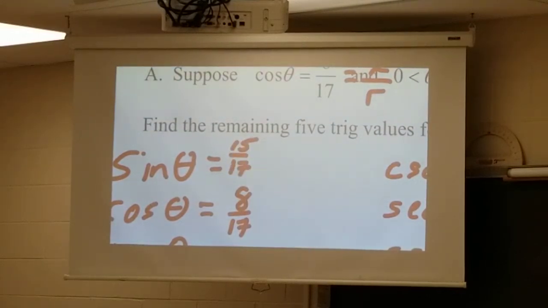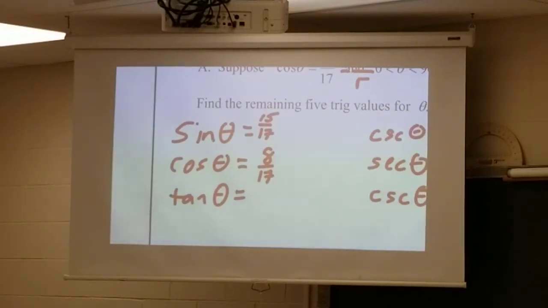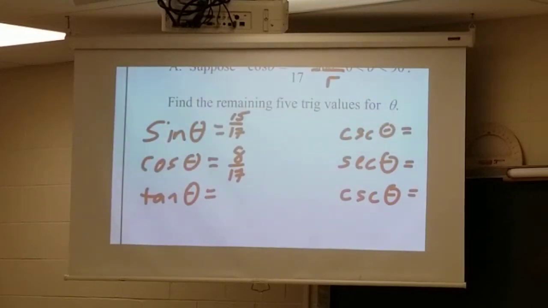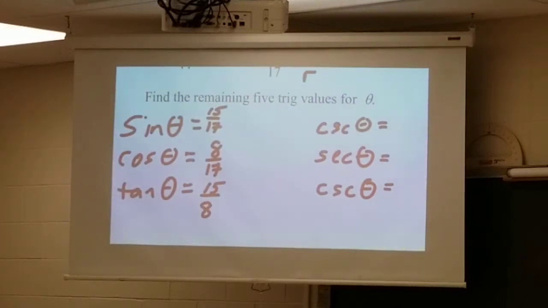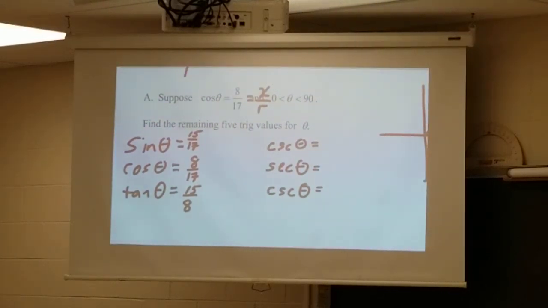Okay, so sine is y over r, so it's 15 over 17. We already had cosine. Tangent is y over x, so we're going to end up with 15 over 8. And then you really just flip these over. When you flip them over, you can think about the definition, or you could just flip over your other 3 answers, as long as you trust yourself.